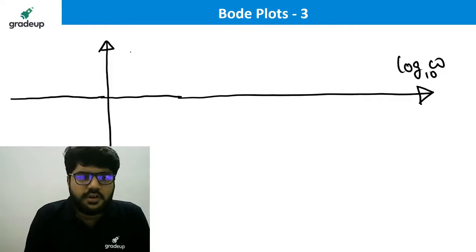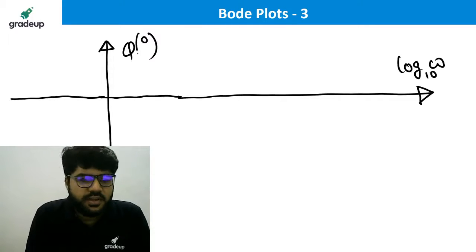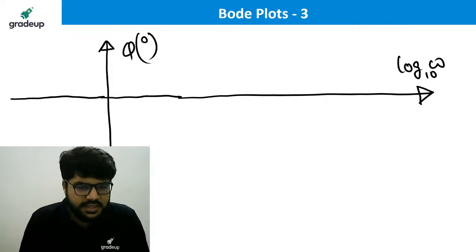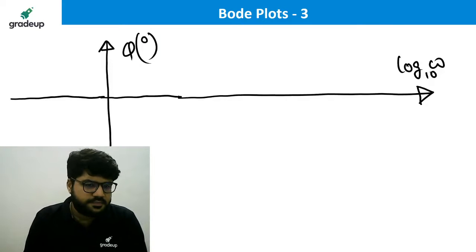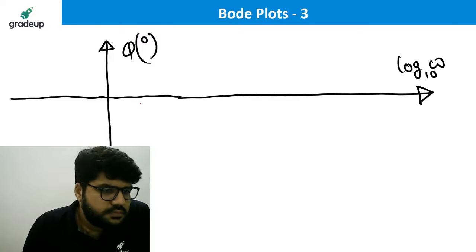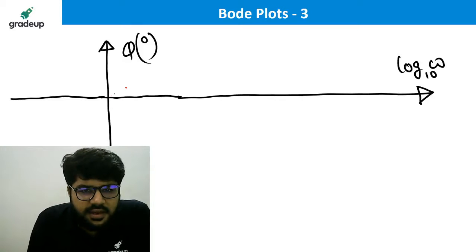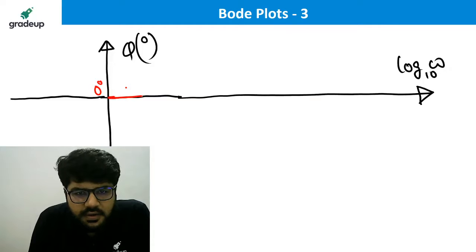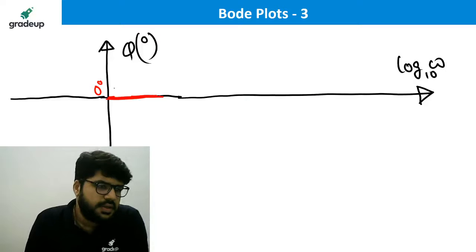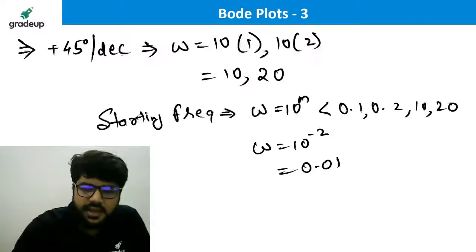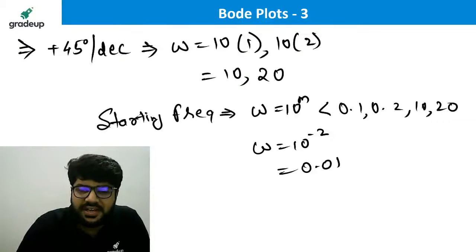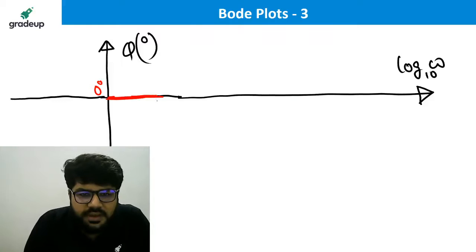Sorry, this is not magnitude. We are sketching the asymptotic phase plot. Now, starting the phase with 0 degree. Where is my first slope change point? It is 0.1.